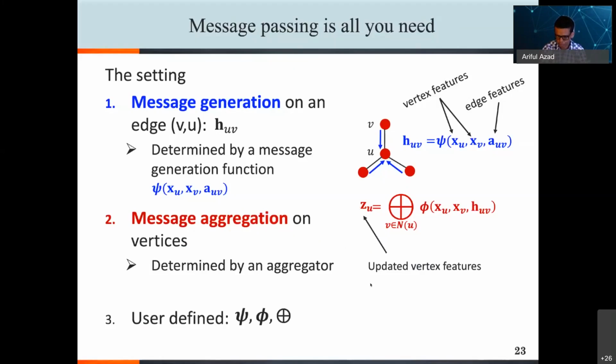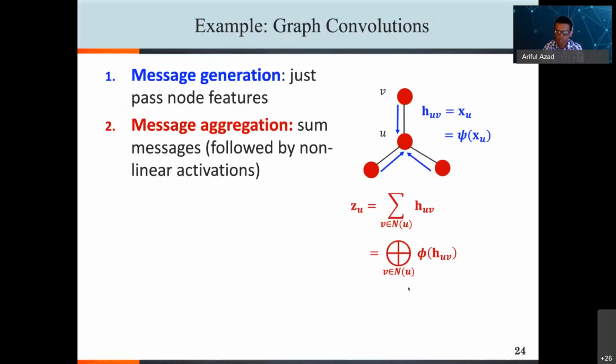And these three functions, phi, psi, and this aggregator, are user-defined and algorithm specific. But the computational pattern will remain the same. So let me show you a couple of examples. This is a generic framework. I'm not saying which algorithm we are using, but we can consider a particular example, suppose graph convolution.